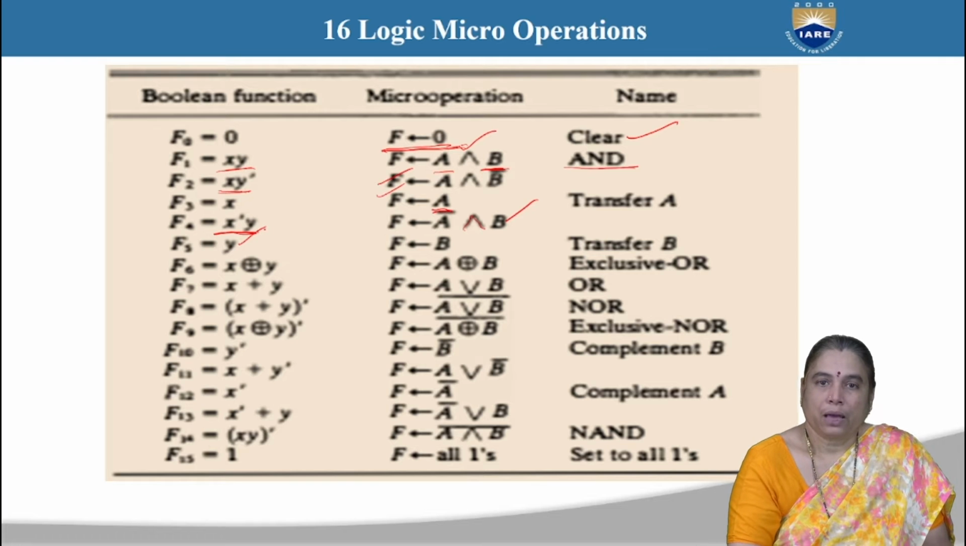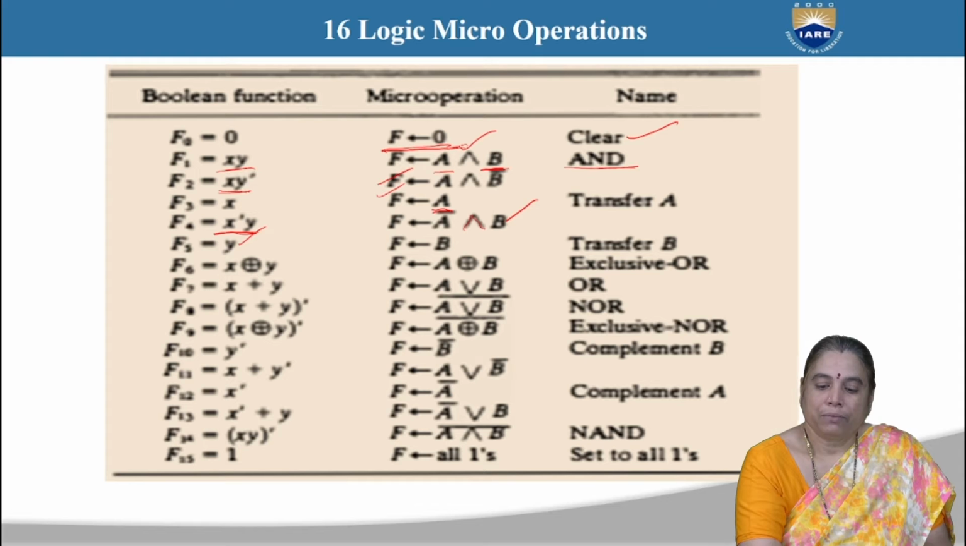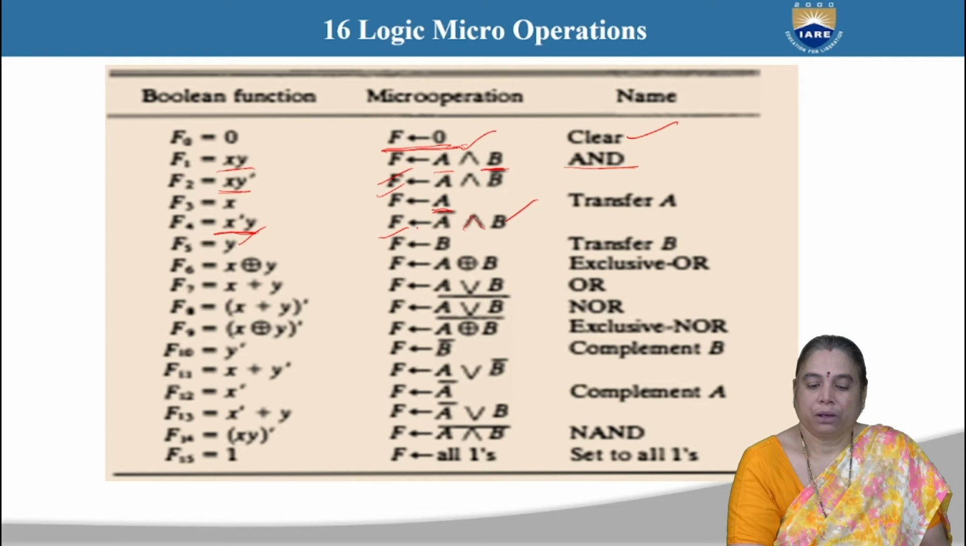So here we are assigning the Y value to the F. Here the Y value has to be stored in the B register. The B value can be transferred to the F. So this is the representation of this Y value assignment to the register.